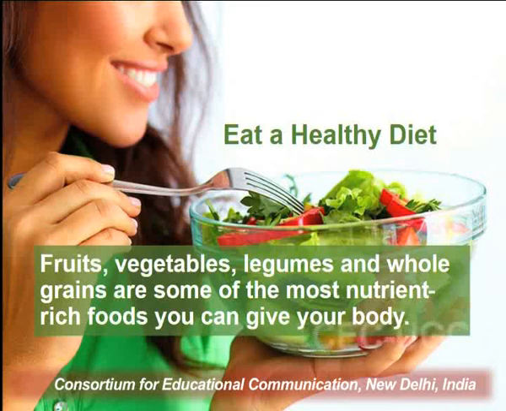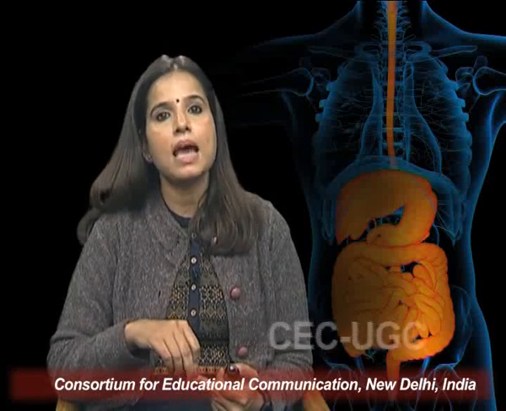Include fruits, vegetables, legumes, that is dals, and whole grains, some of the most nutrient rich foods you can give to your body. Like all systems of the body, your excretory system needs a plentiful supply of vitamins, minerals and energy to regulate kidney and liver function and to keep all systems working properly. This is best accomplished by eating a variety of nutrient dense food.